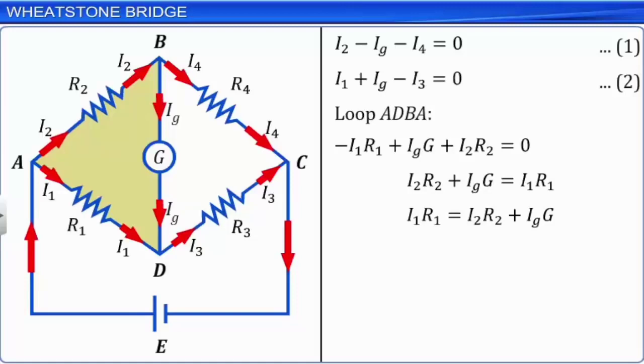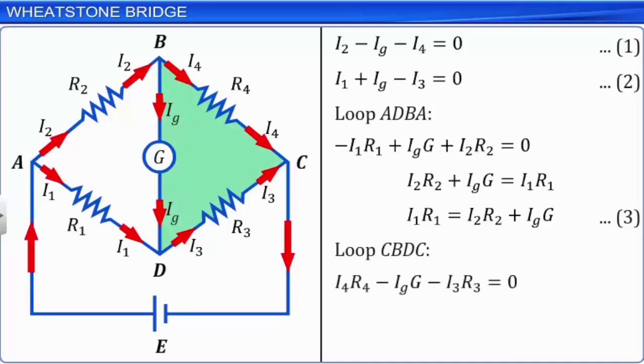Loop CBDC. Across points B and C, by applying the rule, we get I4R4 minus IGG minus I3R3 is equal to 0. On simplifying, we get I4R4 is equal to I3R3 plus IGG. Let this be equation 4.